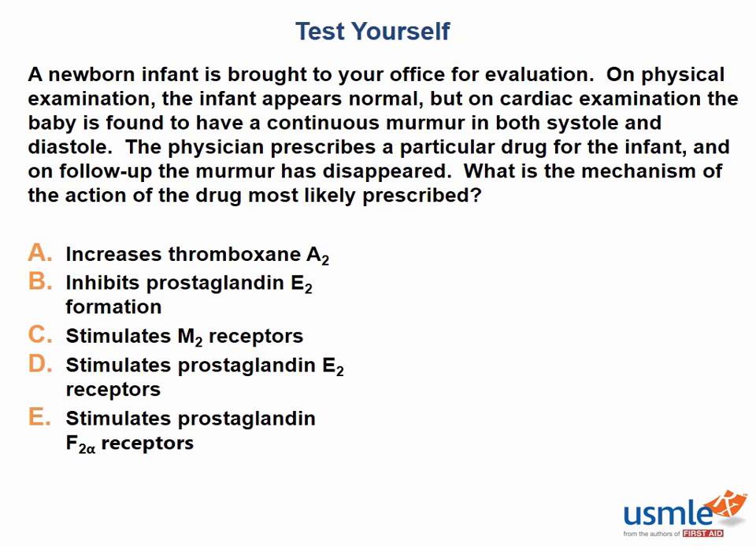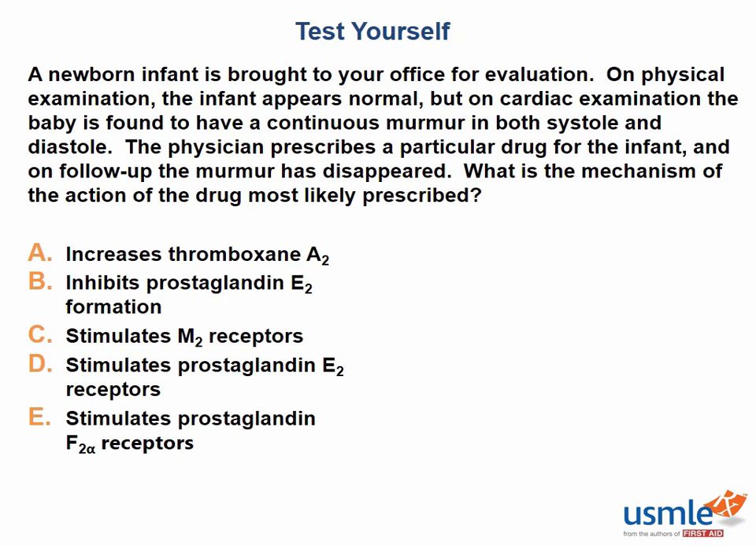Let's try a question. A newborn infant is brought to your office for evaluation. On physical exam, the infant appears normal, but on cardiac exam, the baby is found to have a continuous murmur in both systole and diastole. The physician prescribes a drug for the infant, and on follow-up, the murmur has disappeared. What is the mechanism of action of the drug most likely prescribed?